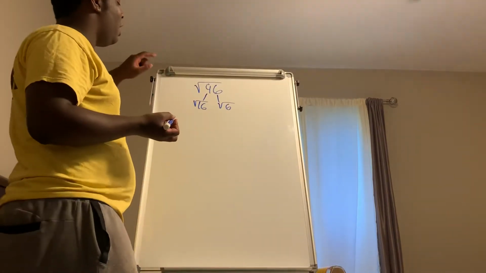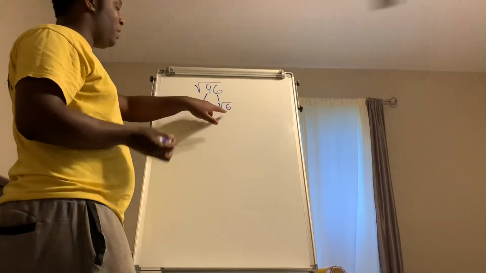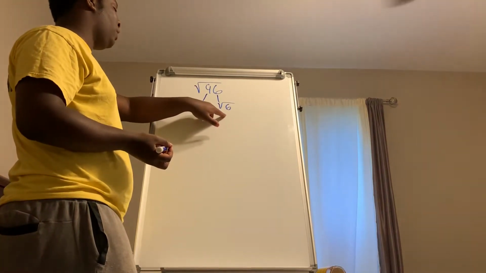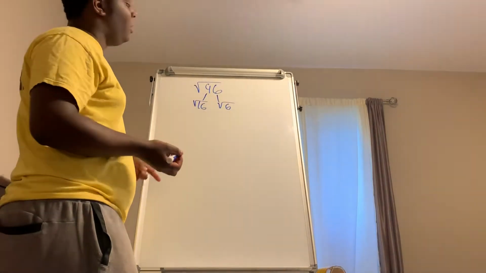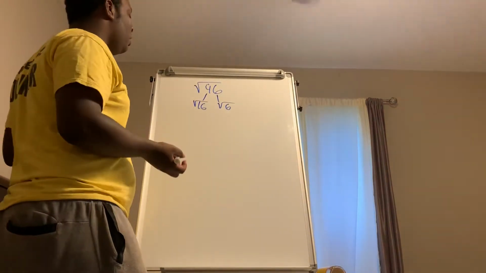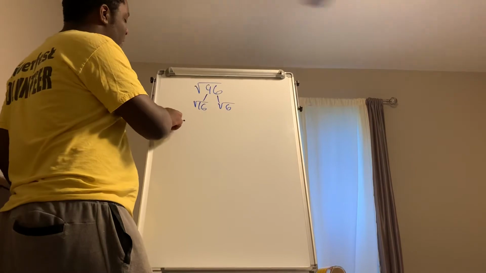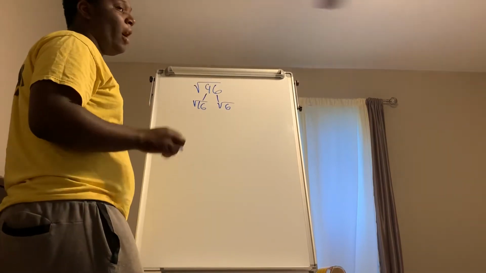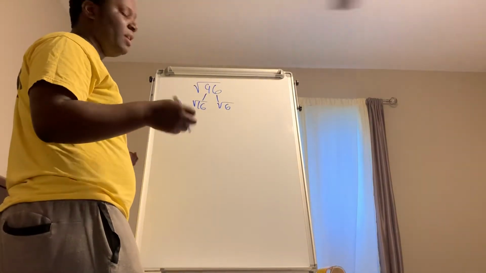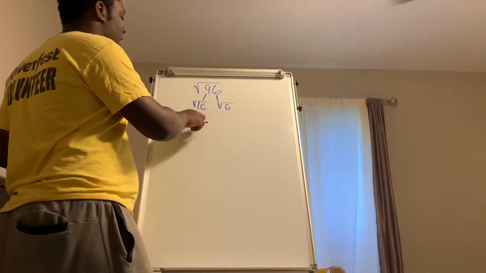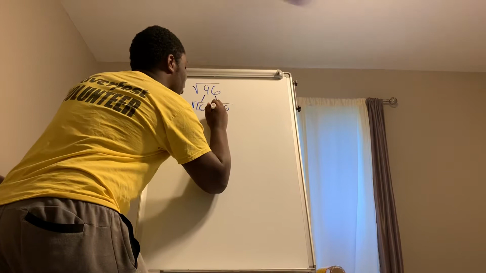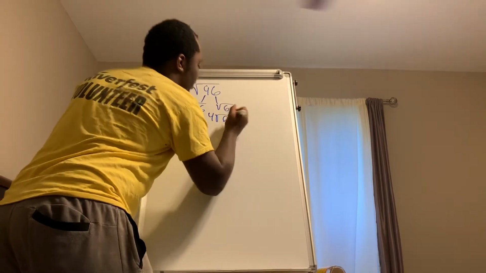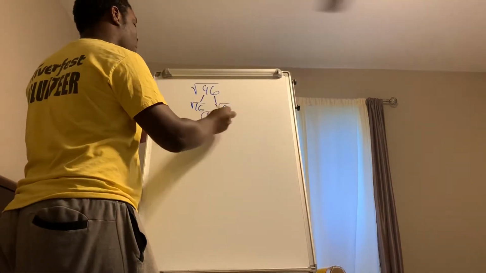6 cannot be reduced any further. There is no perfect square in 6 besides 1. So it's going to stay like this. So now we have the square root of 16. Because we know perfect squares, we know that 4 times 4 is 16, and the square root of 16 is going to be 4. So our answer is going to be 4 square root of 6. That's our answer.